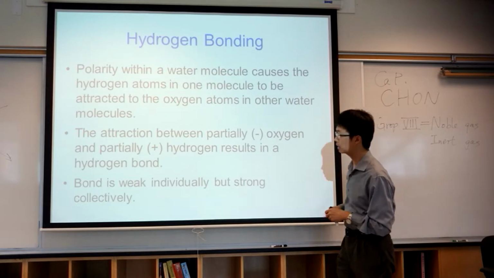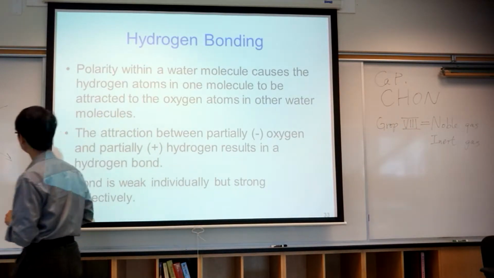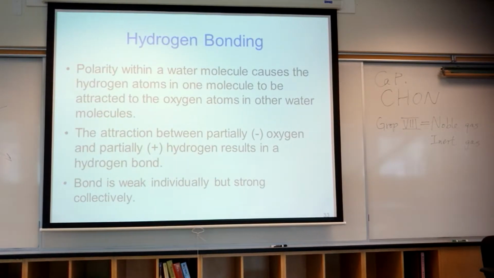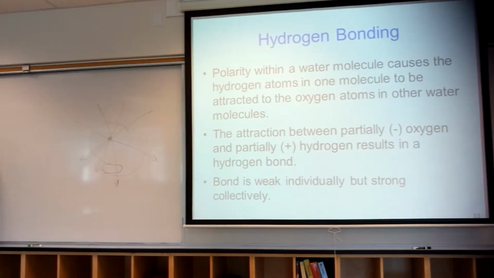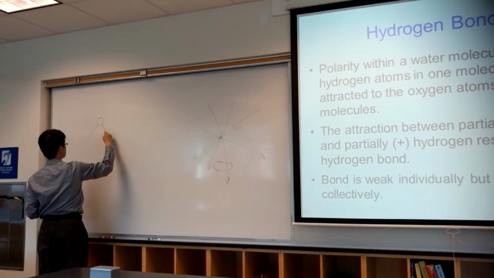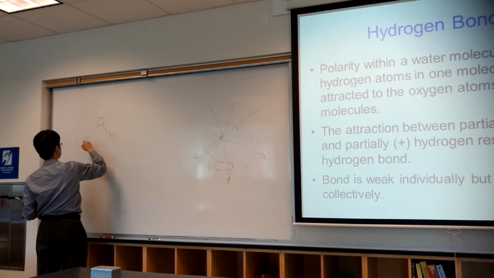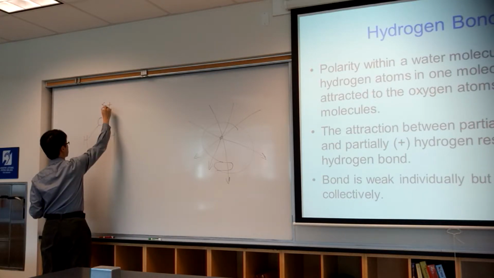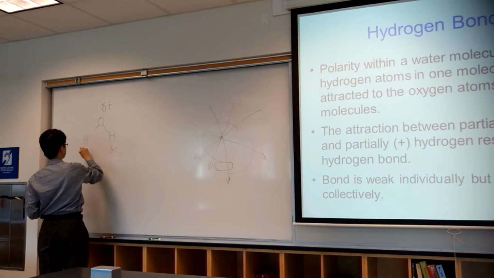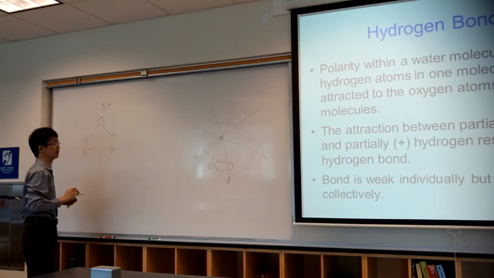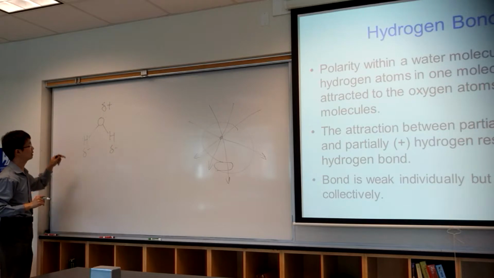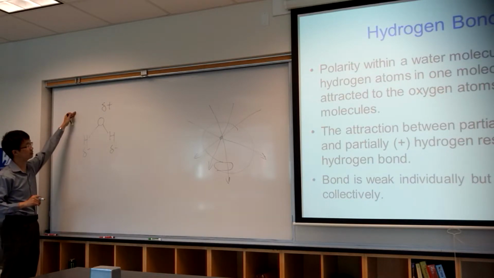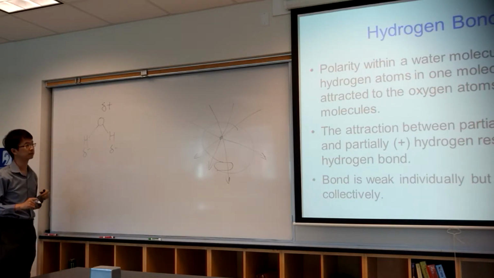So it looks like this. We use the Greek letter delta. Delta positive, delta negative to signify the polarity. So this side is a little positive, this side is a little negative.